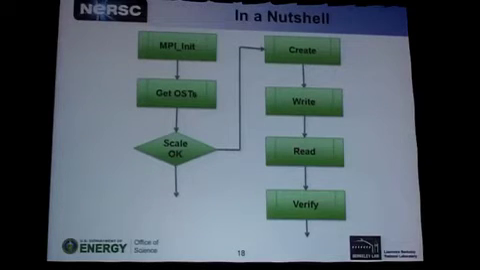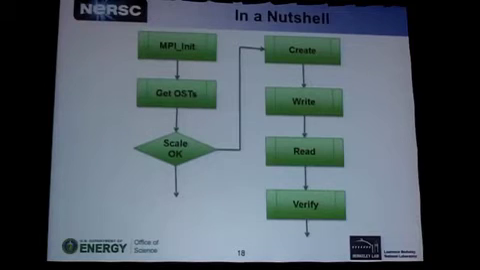Now, what happens if you put all these pieces together and you wrap it around an MPI code so that you can go out to all your compute nodes or some subset of them and perform a test? Here, you'll see the MPI initialization. We get the OSTs for the file system. We check to make sure that the scale of my application matches the file system. Do a create of a file, write file, read, and then verify the data.